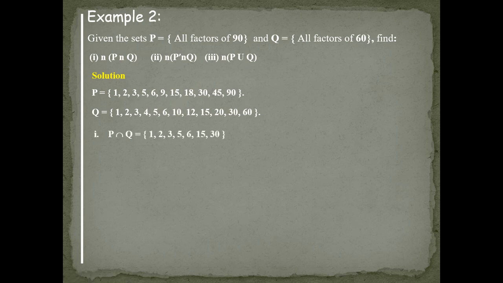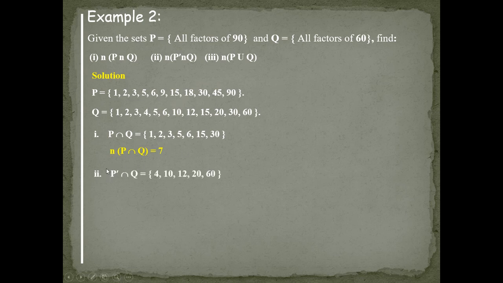So P intersection Q, we just check through this, which elements are in set P and at the same time in set Q. You list them here. You can see there is 1 cutting across, there is 2, there is 3, there is a 5, there is a 6, there is a 15. You can see the 15. There is also a 30. So those are the elements that cut across. Then how many are they? Those are 7 elements.